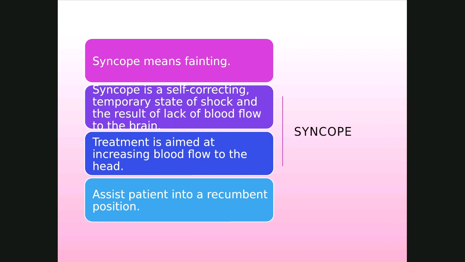Syncope literally means fainting. The good thing about syncope is that it's self-correcting. It's just a temporary state of shock and results as a lack of blood flow to the brain. Most of the time when a patient passes out, they come to on their own within a few seconds. The biggest thing you want to do is try and increase blood flow to the head. So maybe you drop their head down between their knees so that the blood flows back, or you tilt the table backwards so that the blood flows back into their head. Again, you want to lie that patient down.